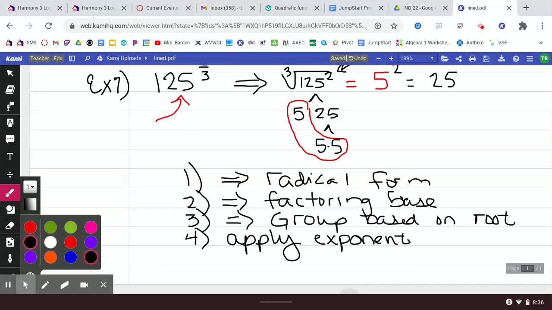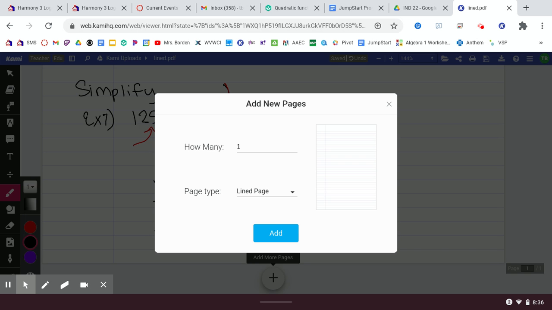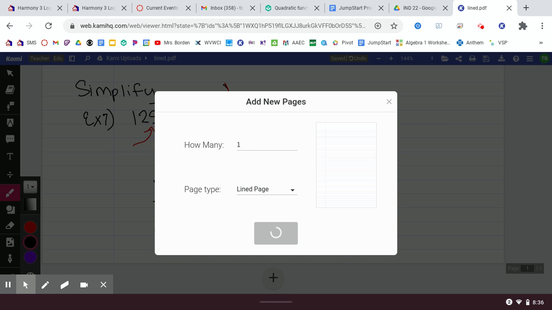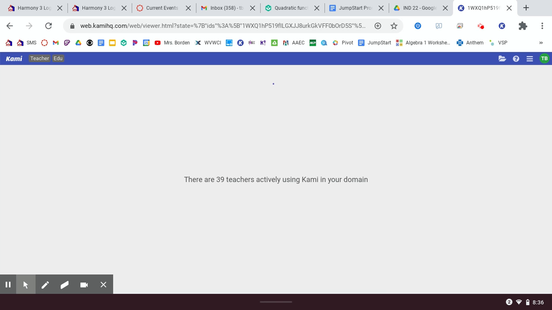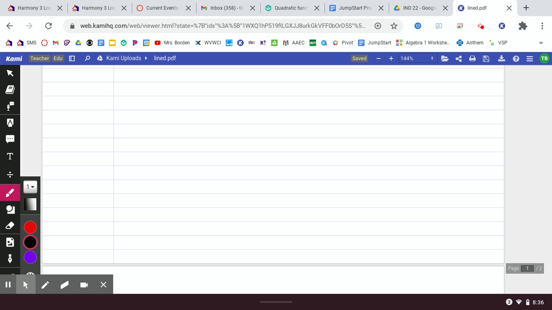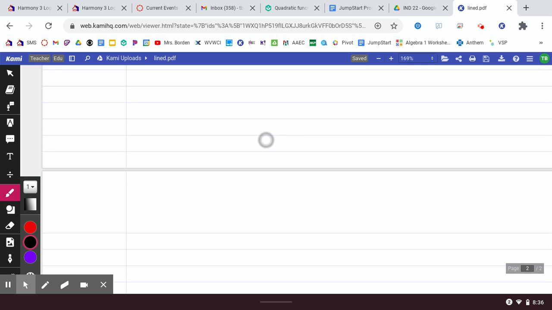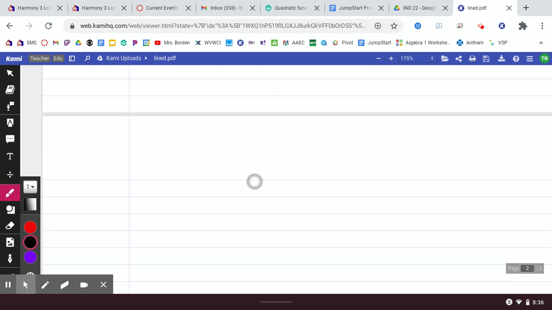So let's try another example here. Let's add paper here. All right, so we're going to do just a couple more examples, and then I'll give you your homework. And your homework is pretty straightforward, so we're doing good on time. All right, so this is example number 8, and we're still under the simplify heading as far as your directions.